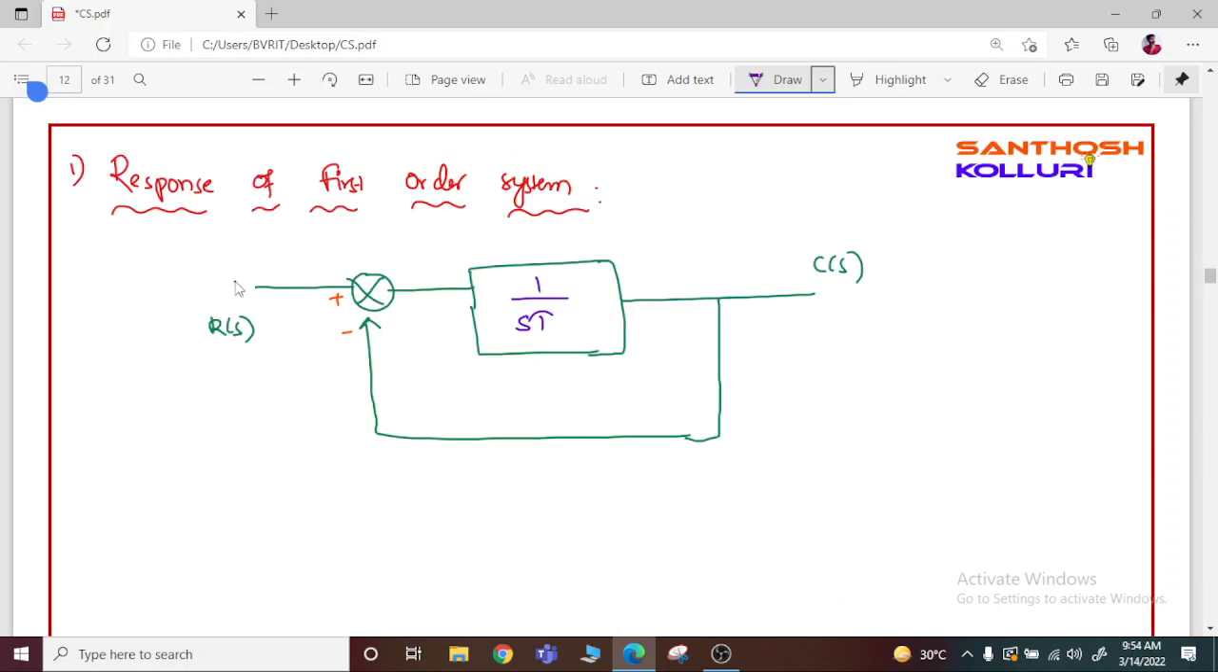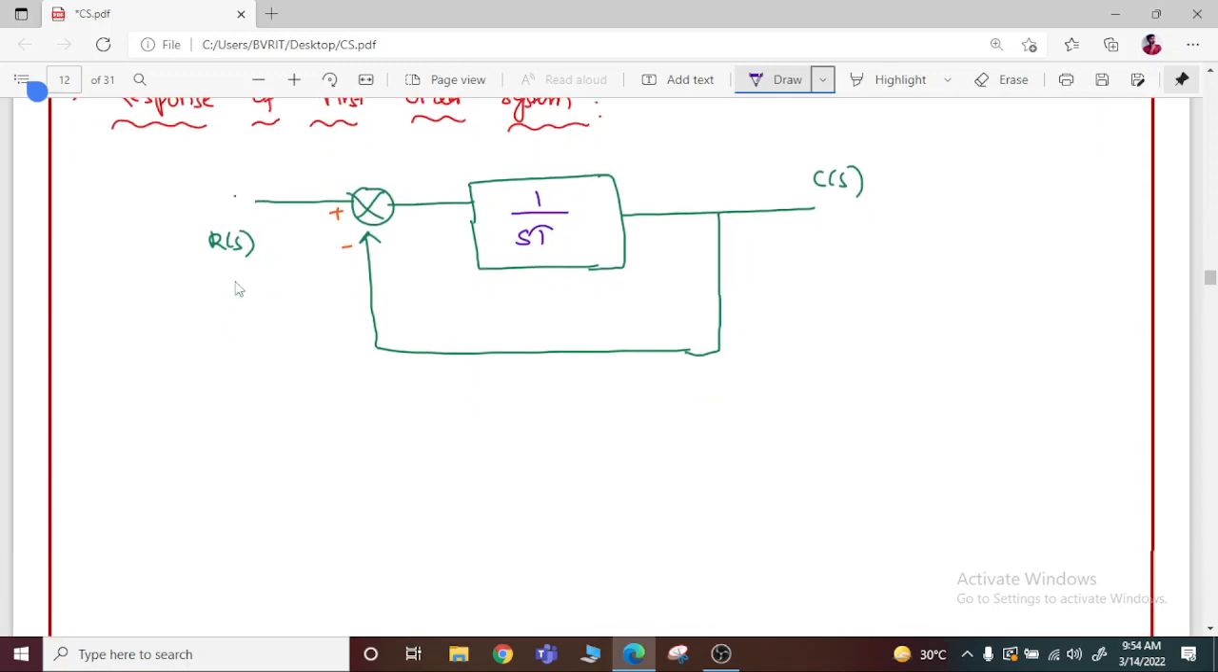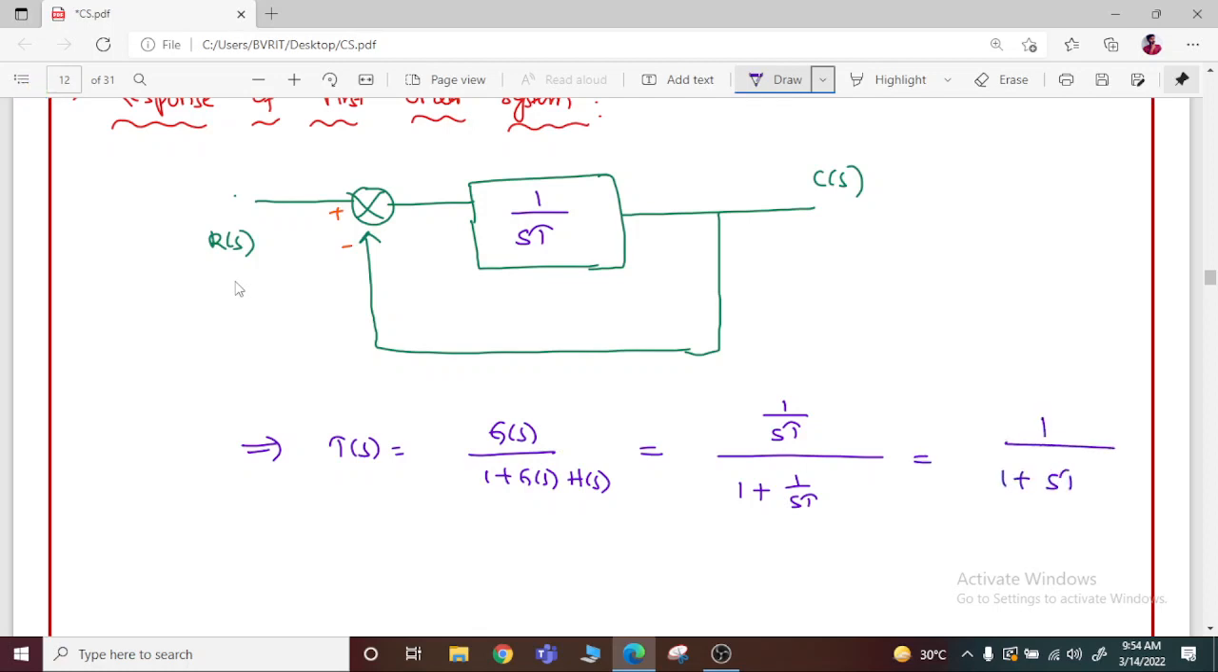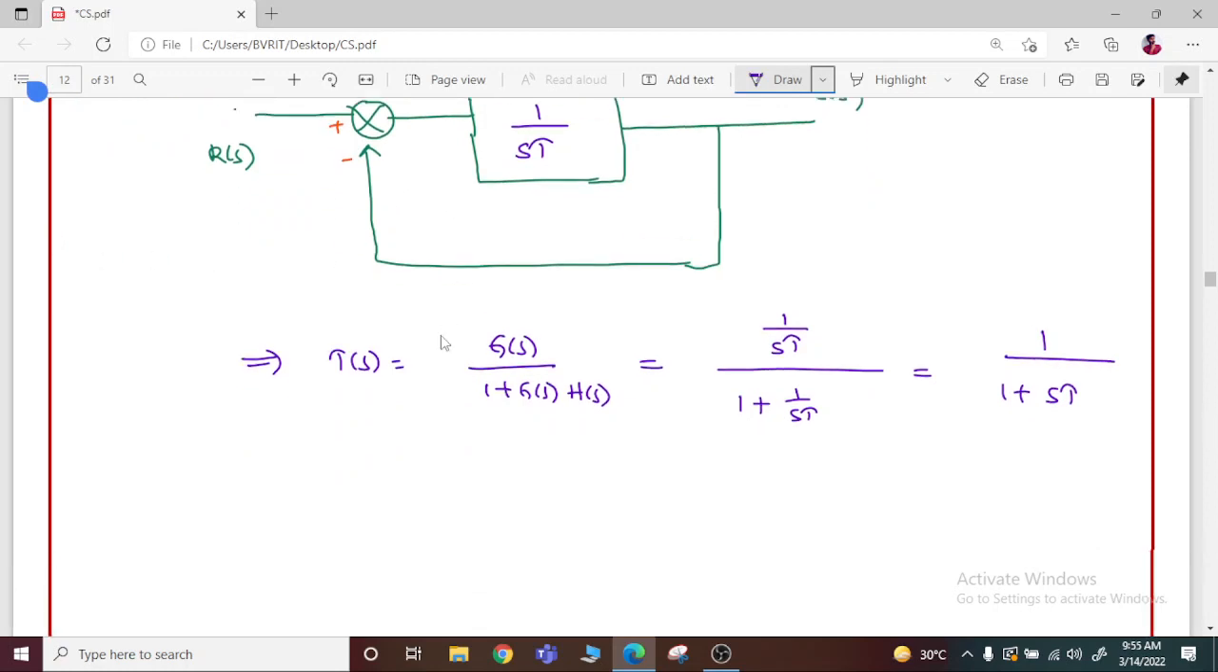Response of a first order system. So this is a closed loop transfer function of a first order system. If I write the transfer function, it is nothing but G(s) by 1 plus G(s) H(s), having unity feedback. So here G(s) is 1 by sT, divided by 1 plus 1 by sT. So this can be written as 1 by 1 plus sT. This is the transfer function of the first order system.